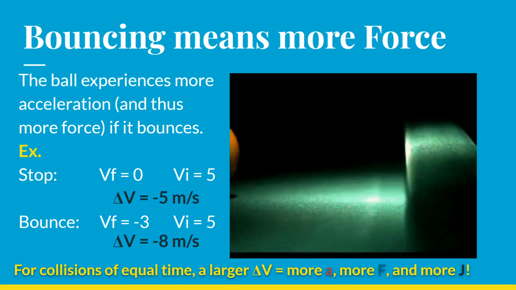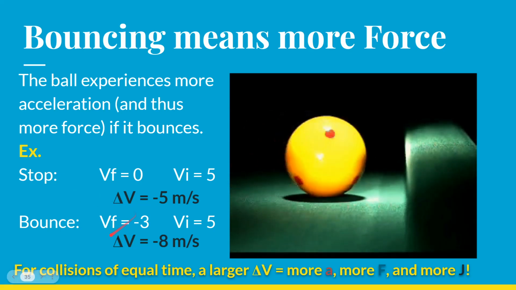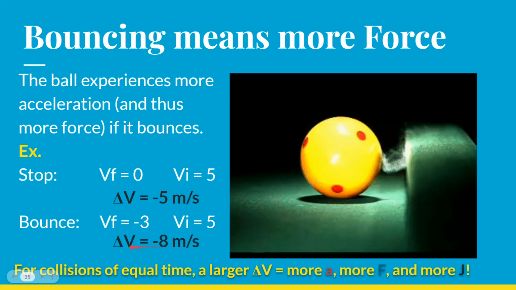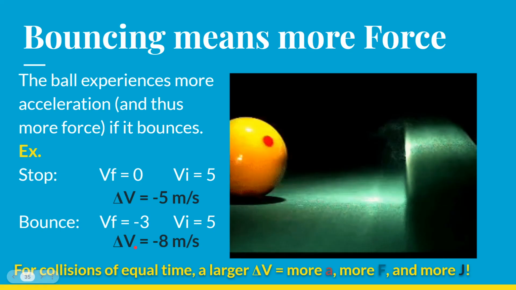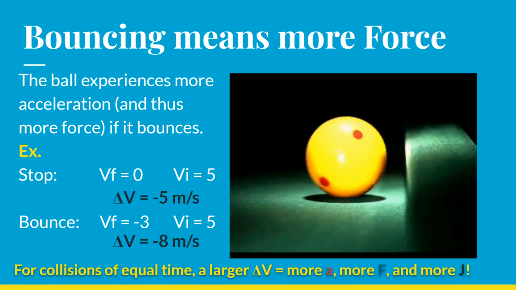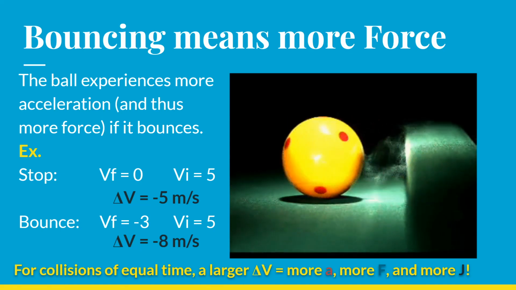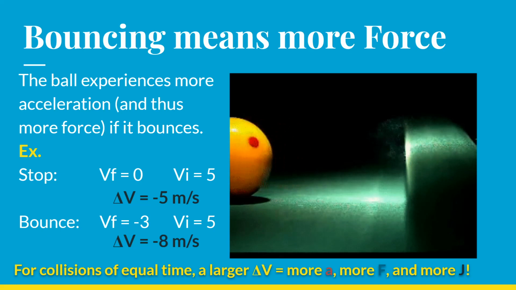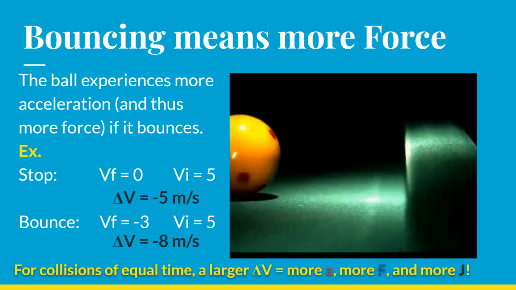If it happens in an equal amount of time, then this larger change in velocity means that we have more acceleration, and more acceleration means more force. F net equals ma. More acceleration, more force. More force means more impulse. Impulse is F times t. That's why it hurts more if it bounces.